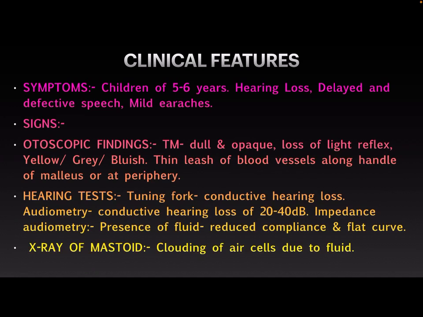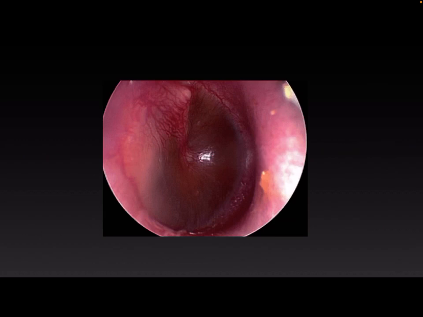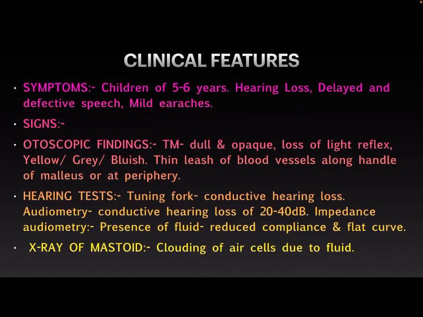Now, typically in acute otitis media, we saw cartwheel appearance of this tympanic membrane. But over here, what you will see is a thin leash of blood vessels along the handle of malleus and along the periphery, like in this image. In acute otitis media, it was the cartwheel appearance all over the tympanic membrane, like radial spokes. Over here, on otoscopy you will see all these things.